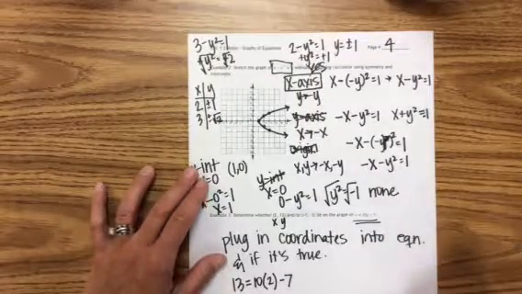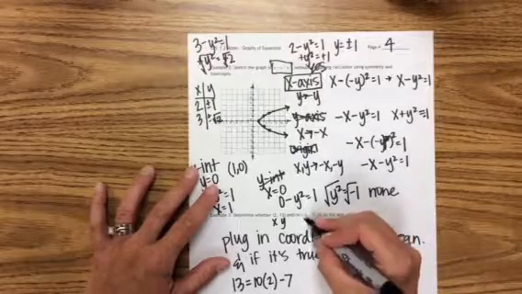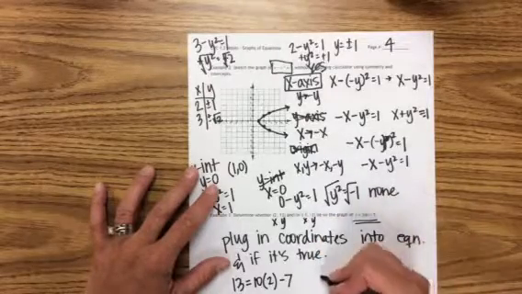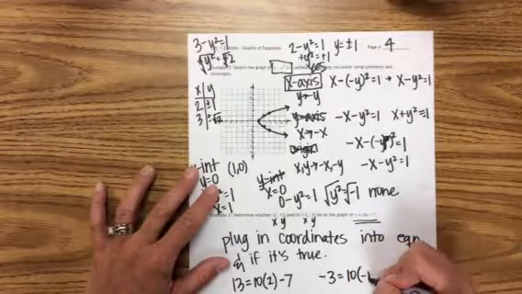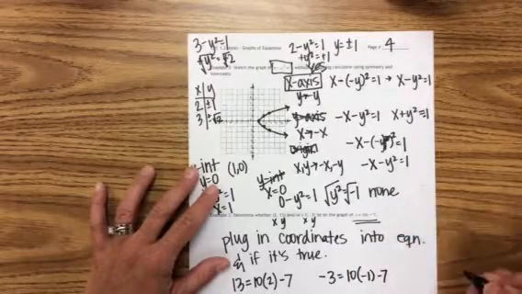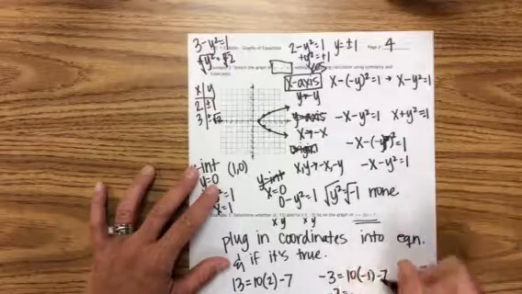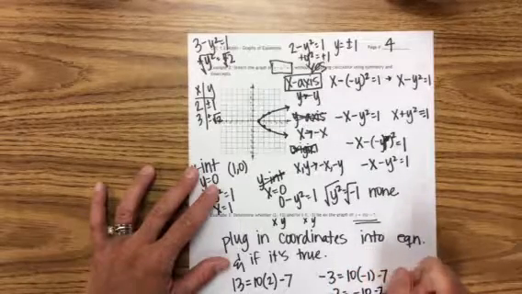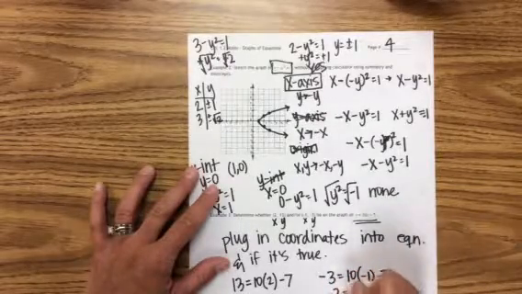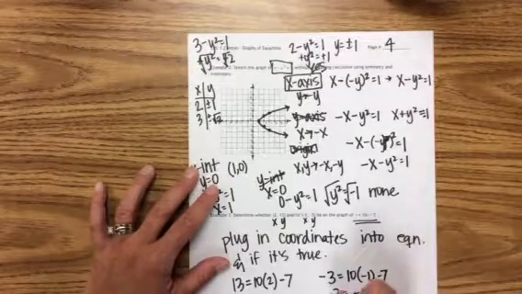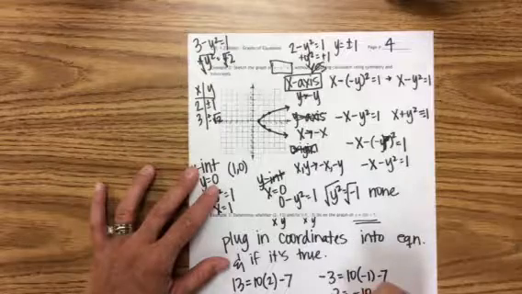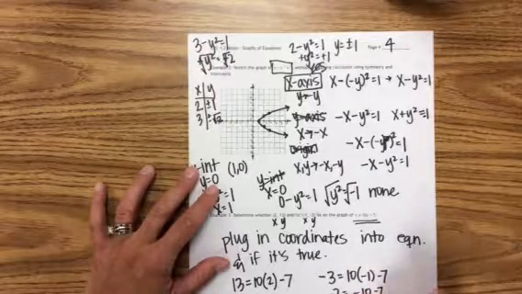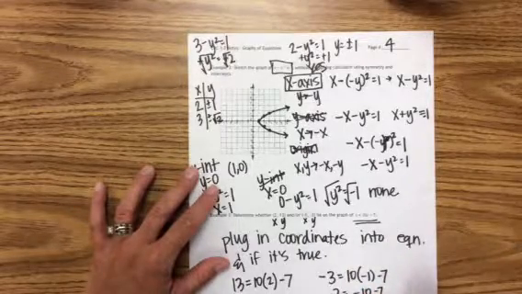Okay, we'll try (-1, -3). So plug in -1 for x, -3 for y. So -3 equals 10 times -1, minus 7. So here I have -3 and I have -10 minus 7. -10 minus 7 is -17. -3 is not -17. So this would be a no. (-1, -3) does not lie on the graph.